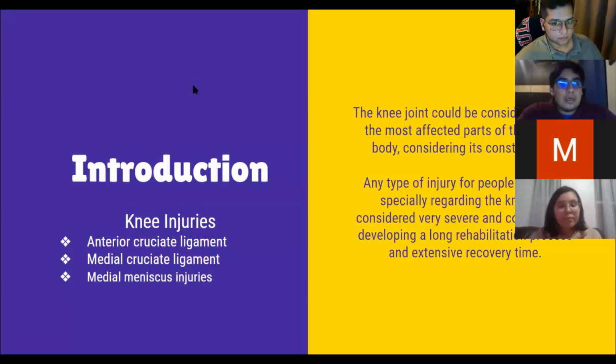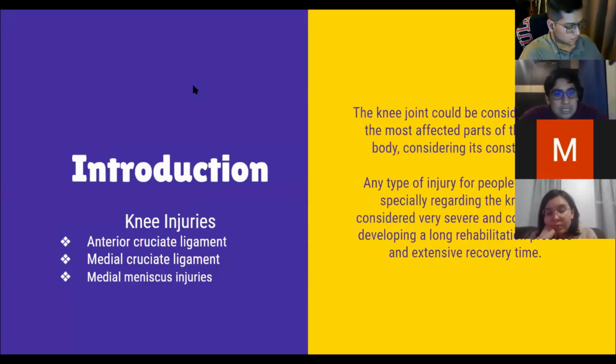First of all, it is important to know that the knee joint is one of the most affected parts of the human body. Knee injuries can occur in young people, both during sports and normal activities, and sometimes it may even lead to joint degeneration over time. For professional sports especially, the injuries that we're going to be focused on are the medial and anterior cruciate ligaments and the medial meniscus ligaments.